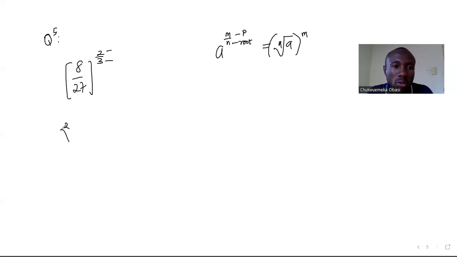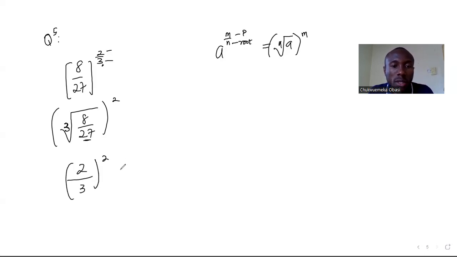So it's going to be square root of 8 over 27. Sorry, cube root. This is 3. Sorry, this will be cube root. I mean to say cube root all to the power 2. Now, cube root of 8 is 2, and cube root of 27 is 3. Then all to the power 2. And this is 2 to the power 2 upon 3 to the power 2. 2 to the power 2 is just 4, and 3 to the power 2 is 9. So your answer is 4 over 9. Nothing can break down this fraction, so you leave your answer like this.